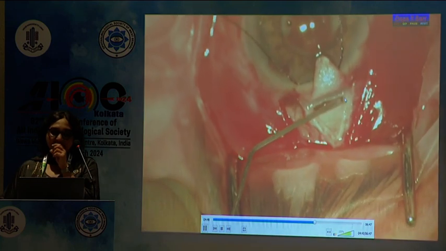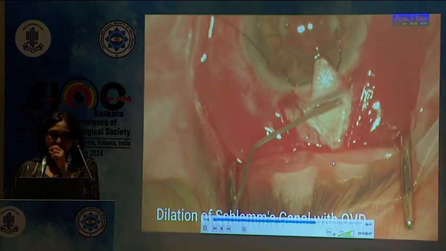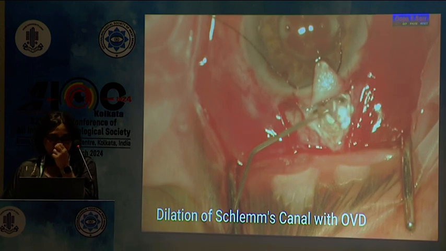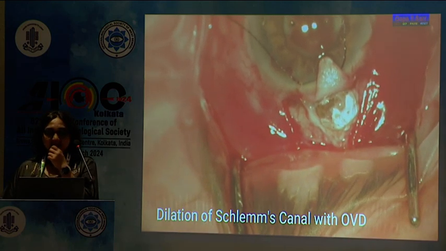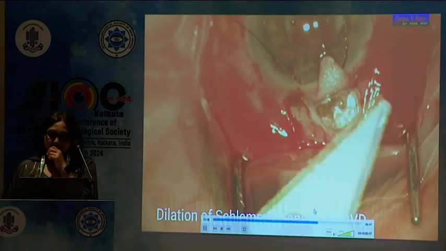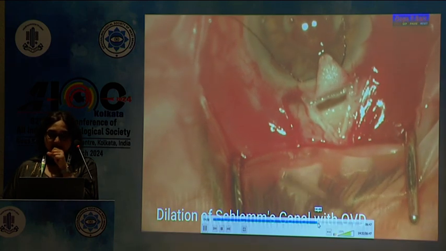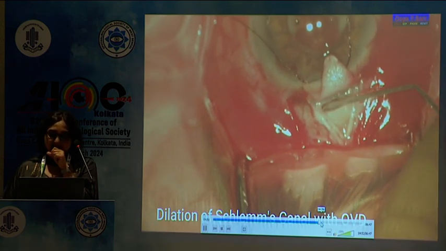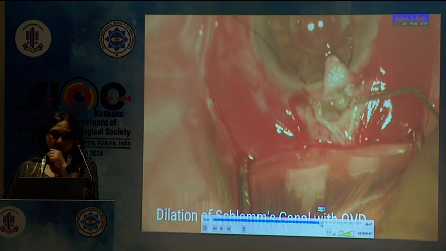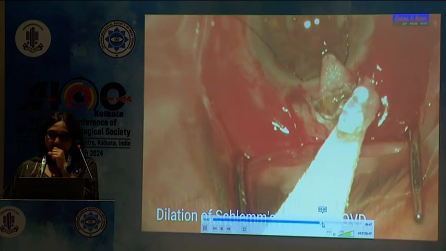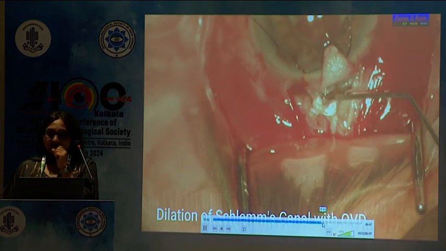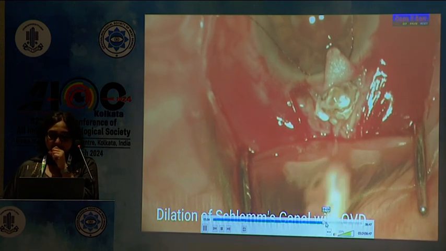These are the cut edges of the Schlemm's canal, and we are using a viscoelastic device to dilate the Schlemm's canal. It disrupts the inner and outer walls, sort of like a mini trabeculotomy at the junction of the surgical site. You can do it 3 or 4 times on either side. That's again viscodilation of the Schlemm's canal.